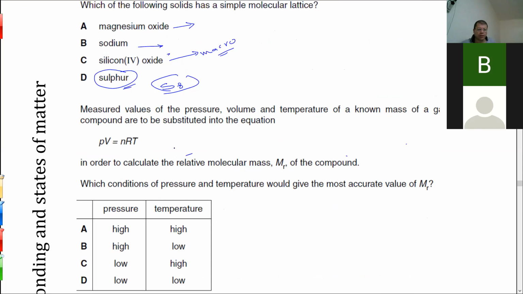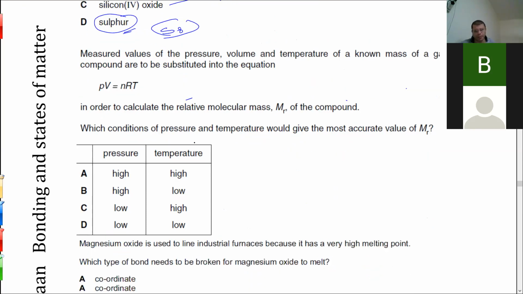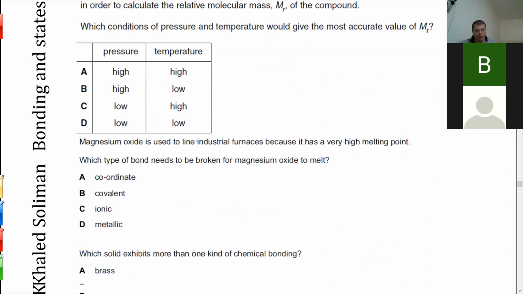This one relates to the state of matter, the gas and gas equation. This one will be explained next class, so we're going to keep it till next class.